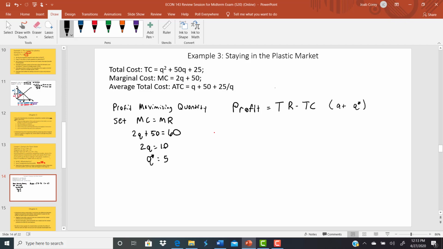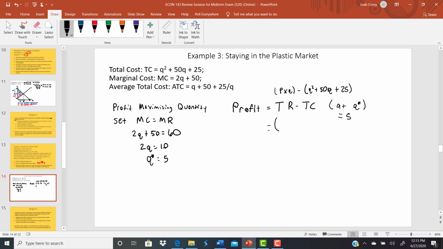So remember, our total revenue is that price. That's actually supposed to be a P there. Let's redo that. So we have total revenue equal to price times quantity, and then our total cost equation is Q squared plus 50Q plus 25. All right, again, we're going to do this at that Q star where Q star is equal to 5 units.